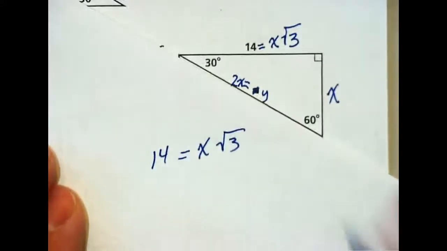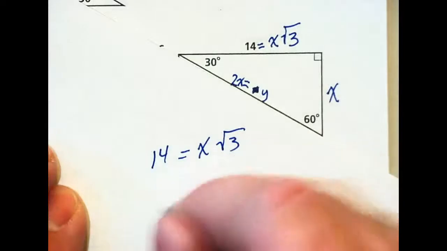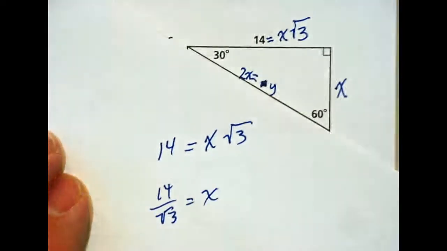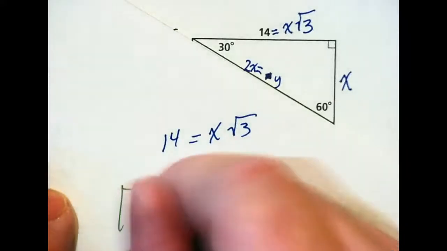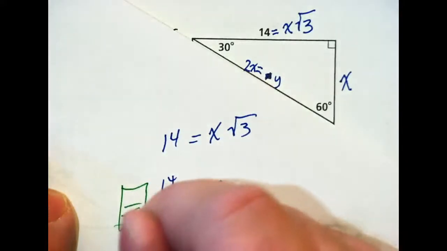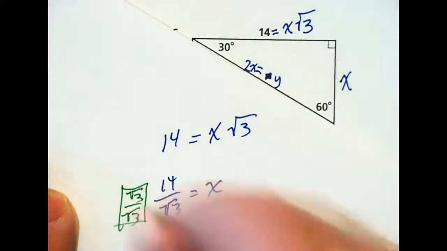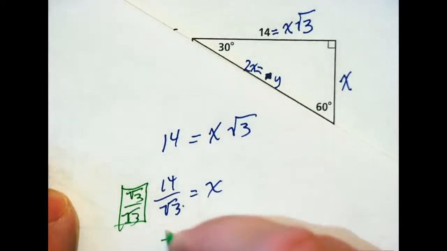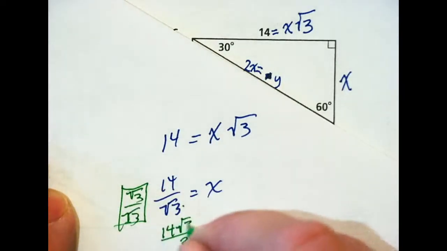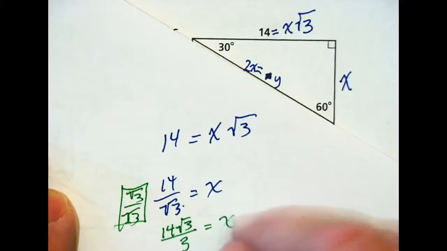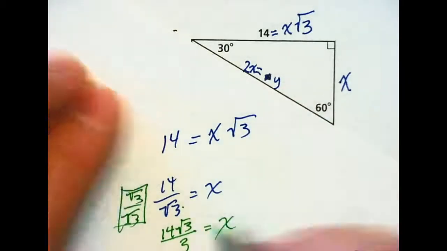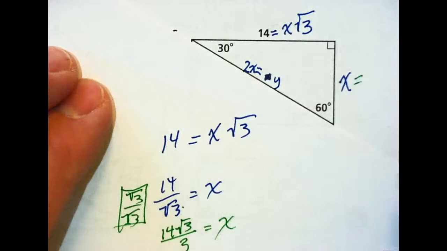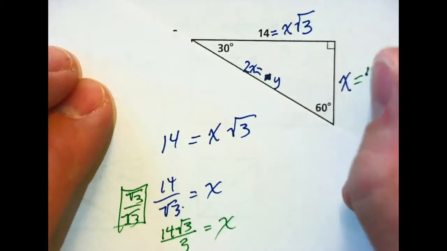If we do the math there, divide both sides by root 3, we get 14 over root 3 equals x. Multiply by that special number 1 again, so root 3 over itself. Root 3 times root 3 is 3. And this is 14 root 3 on top. And so x equals 14 root 3 over 3, meaning this is 14 root 3 over 3 right here.